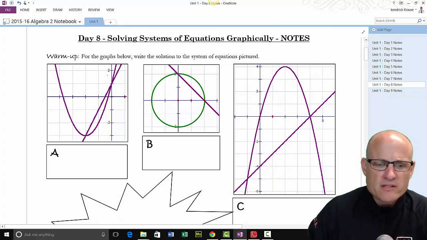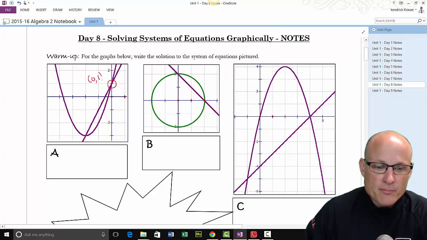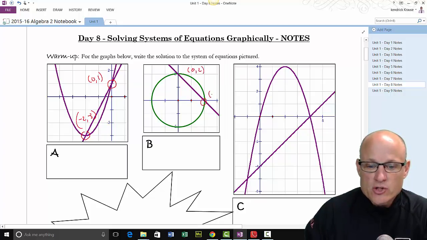Okay. Points of intersection graphically. It's where they hit. That point of intersection is (0, 1). Bam, done. That point of intersection right there is (-2, -3). Finished. This point here is (0, 2), and of course then this is (2, 0). Not hard. Not hard.